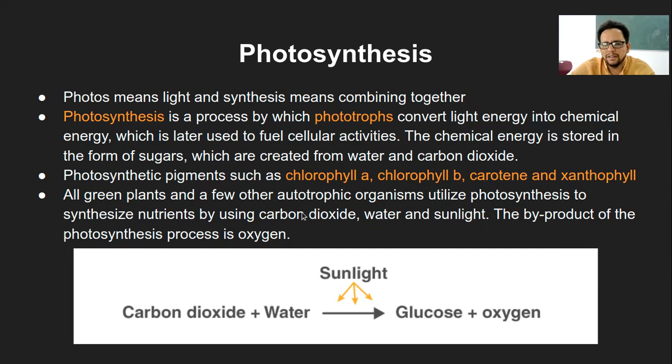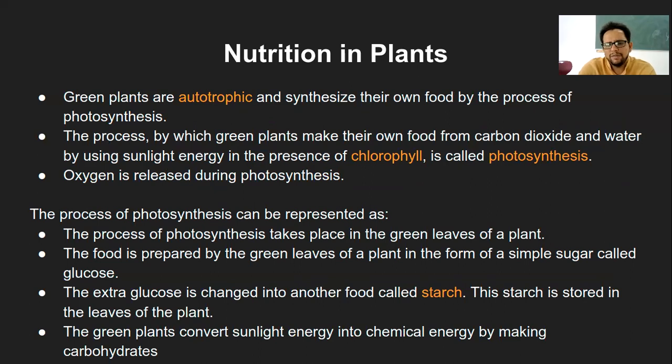Now the moment these organisms are able to synthesize their own food, obviously they will also have some photosynthetic pigments so that they can prepare their own food. There are certain green algae or blue-green algae or certain bacteria which have photosynthetic pigment. They are able to perform photosynthesis and synthesize their own food. So that is an autotrophic organism. When we talk in general of nutrition in plants, green plants are always autotrophic because of their ability to perform photosynthesis and create their own food.